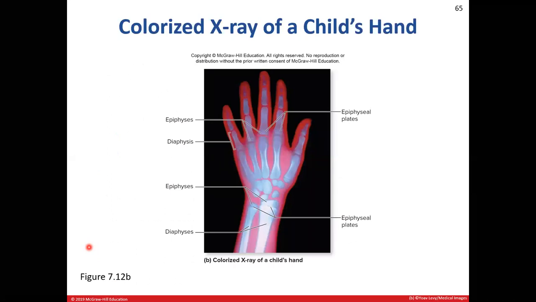This is just a colorized x-ray of a child's hand, where again, you can actually see the bone, and you can see the layers or the zones where these growth plates are located, both in the arm bones and the wrist, and then you can also see through the metacarpals as well as the phalanges up through the hand.